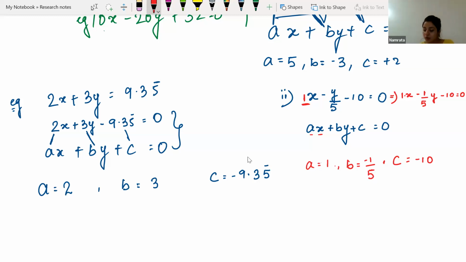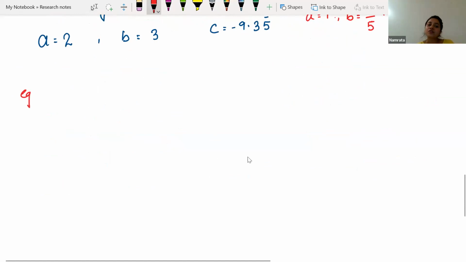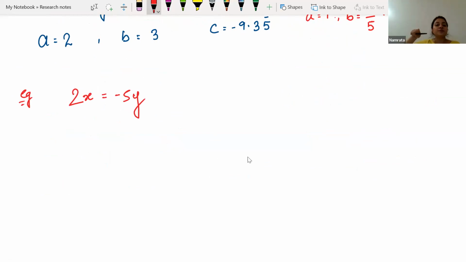Okay. Now, suppose our equation is like 2 equals minus 5y. Here, at first we will arrange it in the form of ax plus by plus c is equal to 0. What's the purpose? What's the motto? To keep one of the sides as 0. To make this side 0, I need to pull this 5y from that side to this side. 5y is negative over there, so it will become positive on this side, right? Is it clear so far?